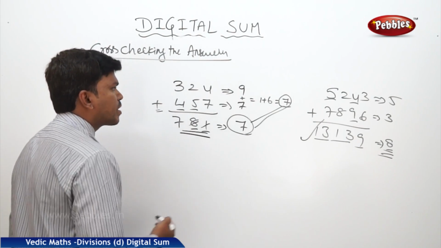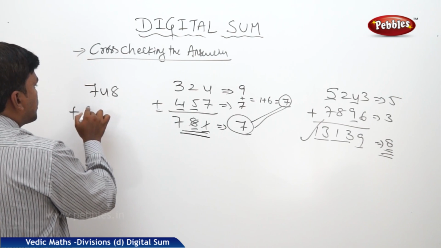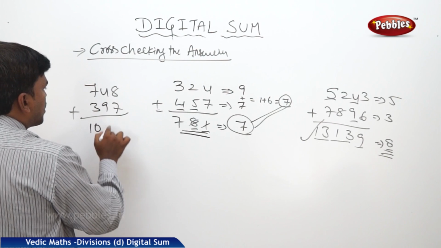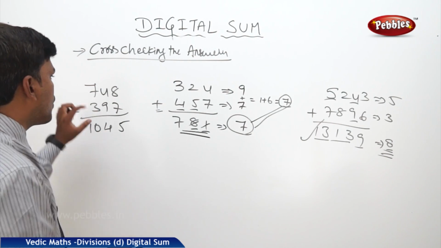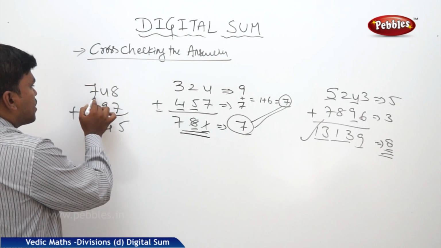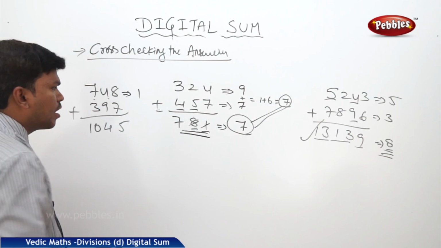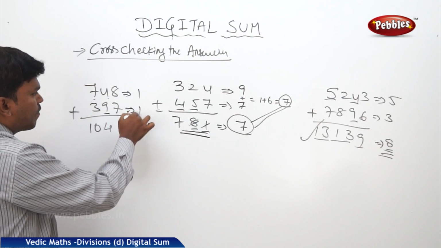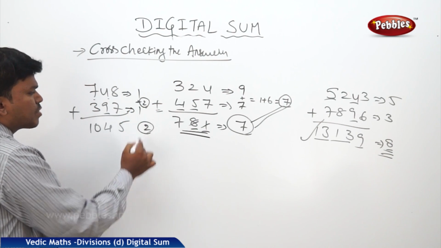Understand? One more example. Suppose 748 plus say 397. I want to add this one. 10 but 4 5, 1045. I got 1045. Now I want to cross check this one. 7, 4, 11, 11, 8, 19. 19 means the digital sum is 1. Here 9 you can ignore. 3 plus 7 is 10, again 1. 1 plus 1 is how much? 2. So I should have the digital sum as 2.